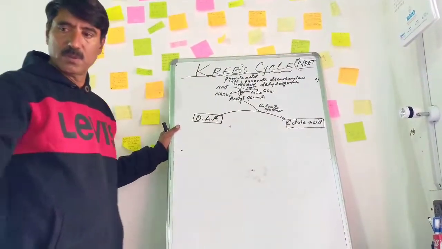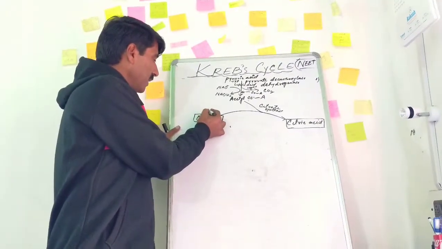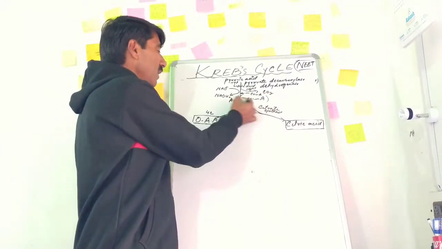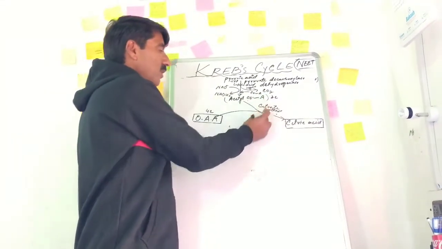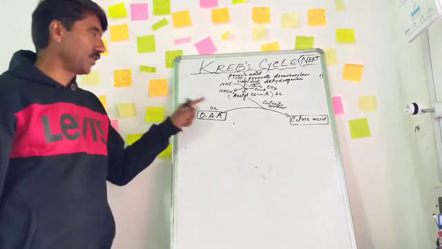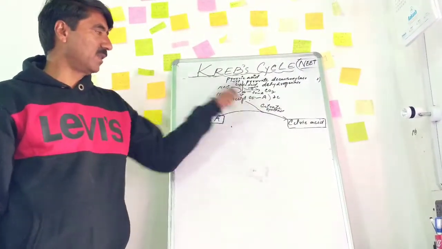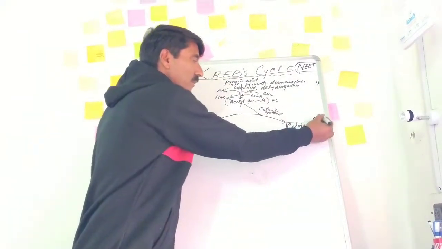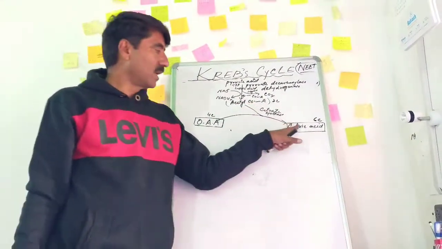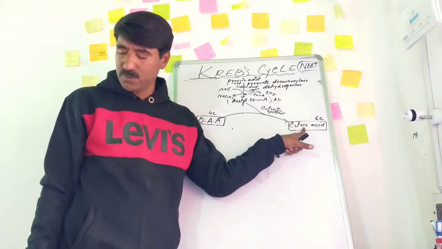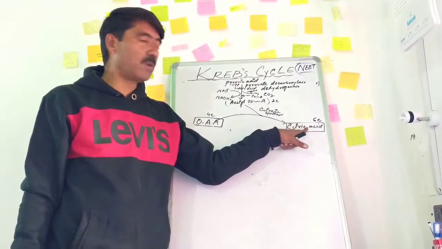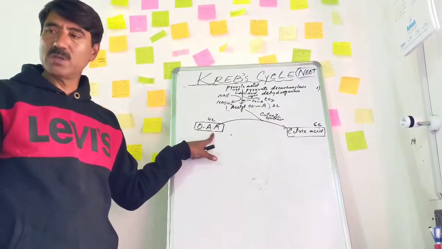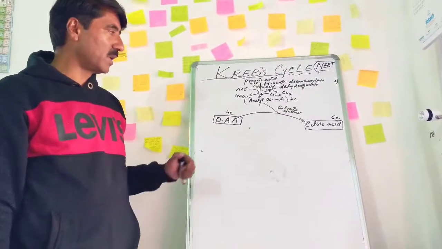Remember, this oxaloacetic acid is a 4-carbon compound and this acetyl coenzyme A is a 2-carbon compound. There is condensation in presence of this citrate synthase to produce citric acid, which is a 6-carbon compound. Remember, citric acid possesses 3 carboxylic groups, so it is a tricarboxylic acid, whereas oxaloacetic acid has 2 carboxylic groups, so it is a dicarboxylic acid.